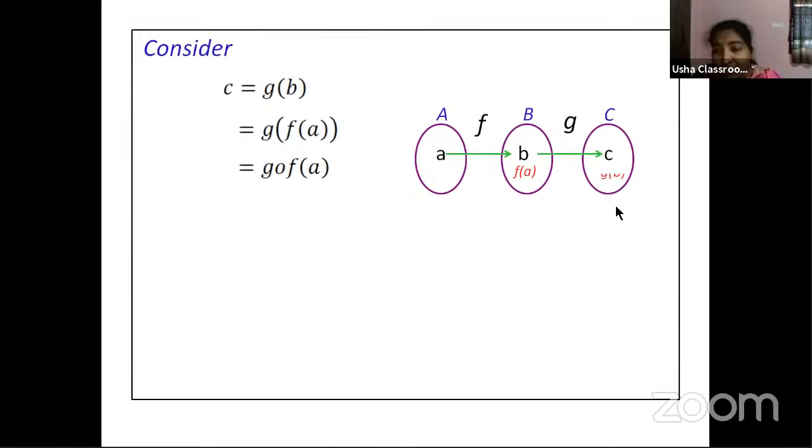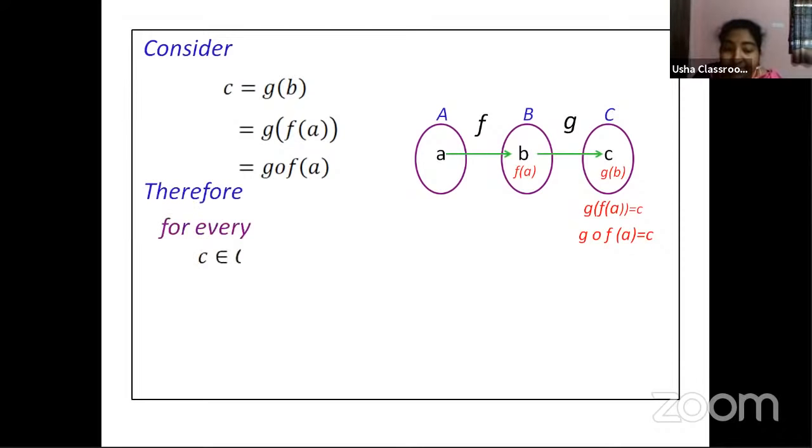But what is this C equal to? g of B. What is g of B? Again, it is related as g of f of A, which is equal to C. All right. So g circle f of A is equal to C. This is what you are getting. Therefore, for every c belongs to C, there exists a belongs to A such that g circle f of A is equal to c. Now, what is this condition telling you? It is telling that g circle f maps A to C is a surjection, right?